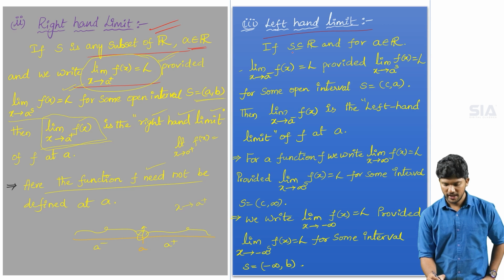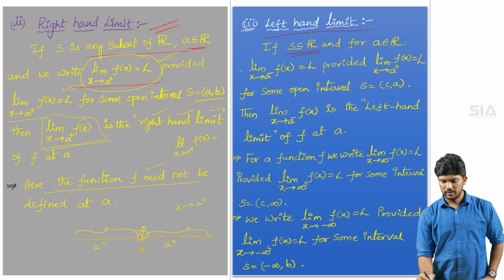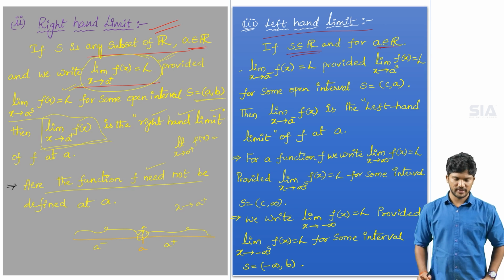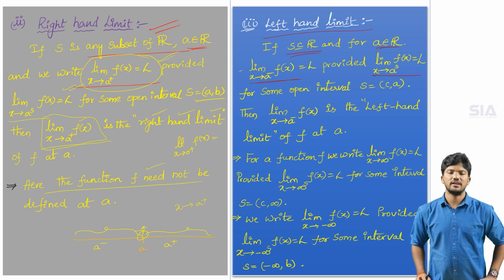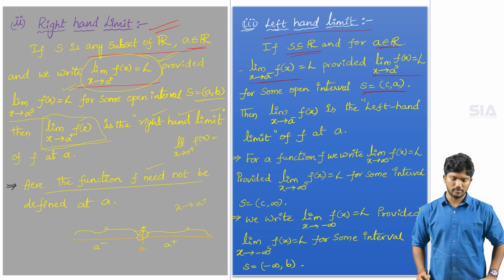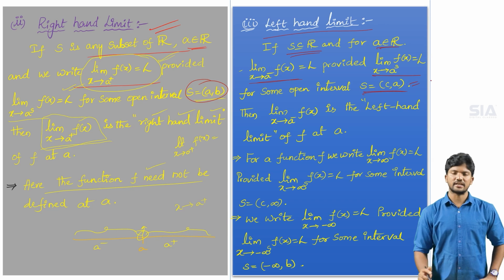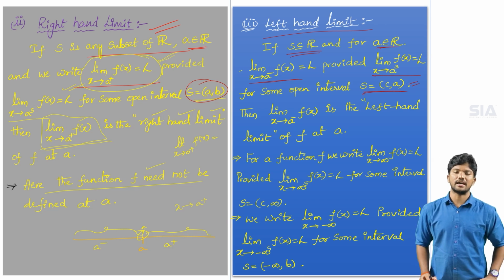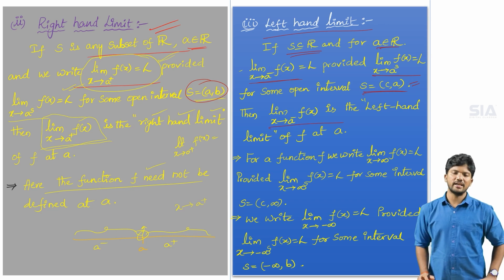So see that definition. If capital S subset equal to capital R be any subset, and small a belongs to R be any real number that is fixed. Next, limit x tends to a minus f of x is equal to capital L, provided limit x tends to a along S, f of x is equal to capital L for some open interval capital S is equal to (c, a). Earlier it was (a, b), capital S equal to (a, b). So now capital S I am changing that interval. Okay, so capital S is equal to (c, a). Then limit x tends to a minus f of x is the left hand limit at small a.